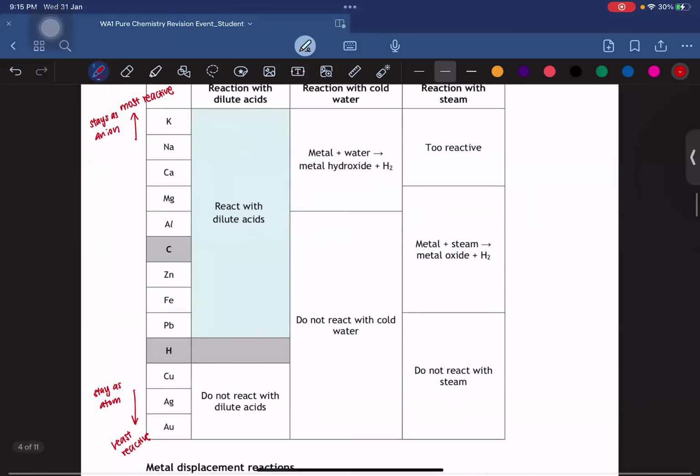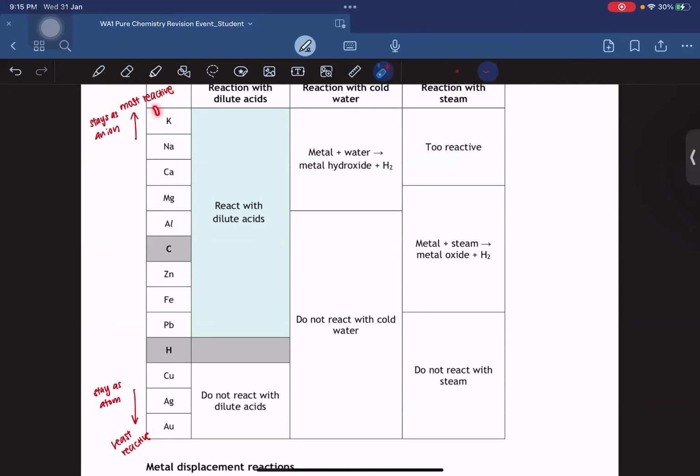So guys, under your reactivity, you need to know how each metal reacts with acids, cold water, and steam. Generally, your reactive metals, up to calcium, they tend to react with all three because they like to be reacted. Understand? So therefore, potassium, sodium, and calcium will react with acids, cold water, and steam. Clear? Now, what do they form when they react with acids? Metal plus acid gives salt plus hydrogen gas, correct? What happens when they react with water or steam? If they react with water, they tend to form hydroxides. If they react with steam, they tend to form oxides.